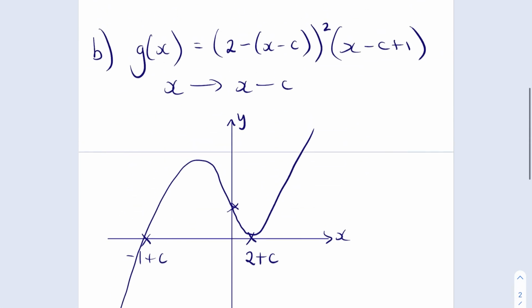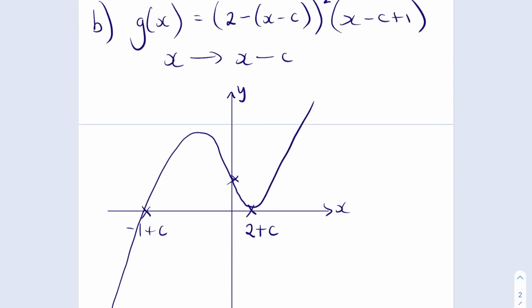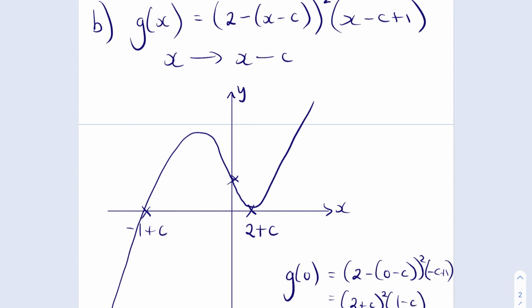The y coordinate is found by putting x equals 0 into the new expression. So g of 0 is (2 minus (0 minus c)) squared, and then (0 minus c plus 1), or let's write that as (2 plus c) squared multiplied by (1 minus c). So we can label that there. (2 plus c) squared, (1 minus c), completing the sketch of g of x.